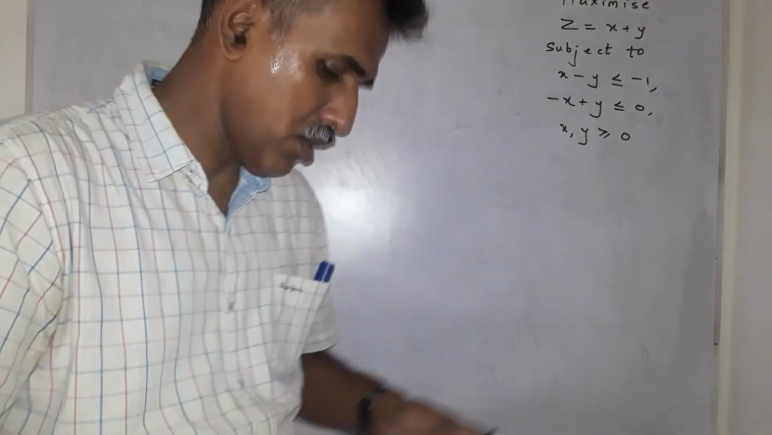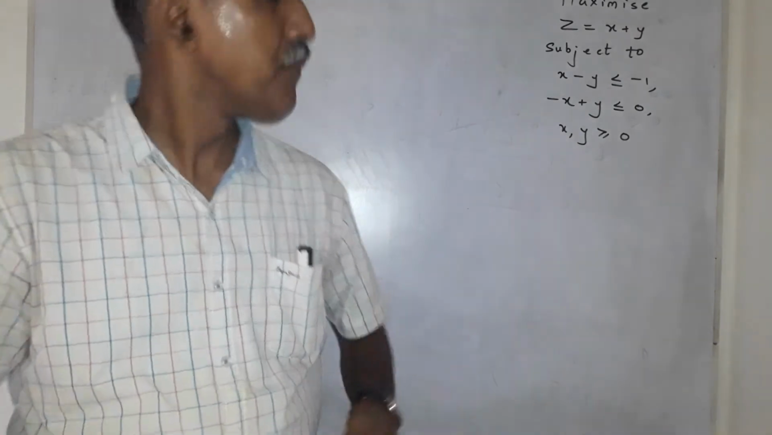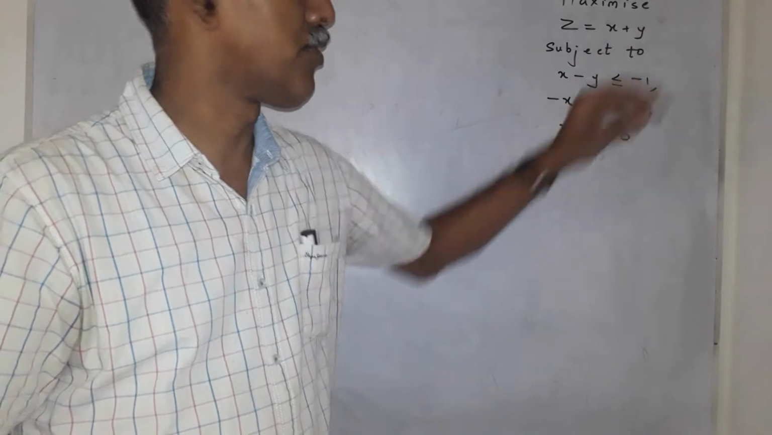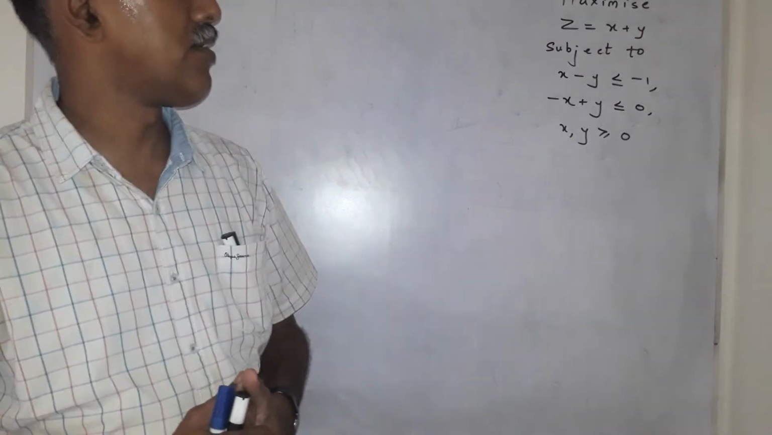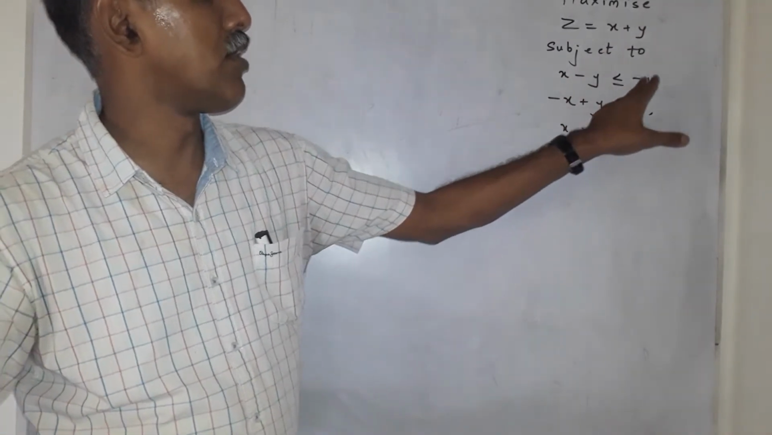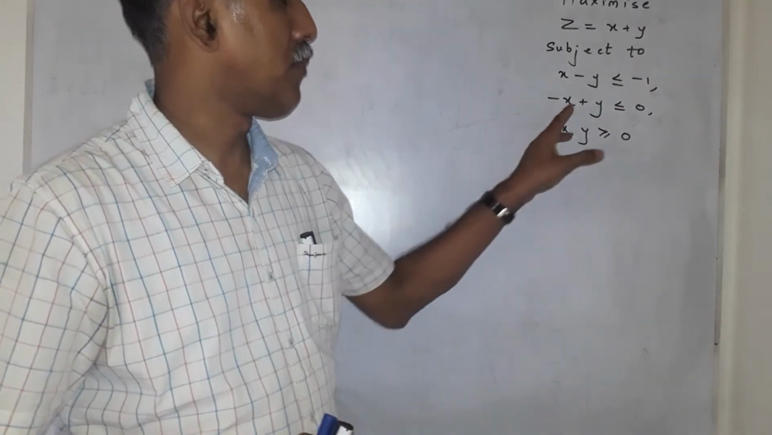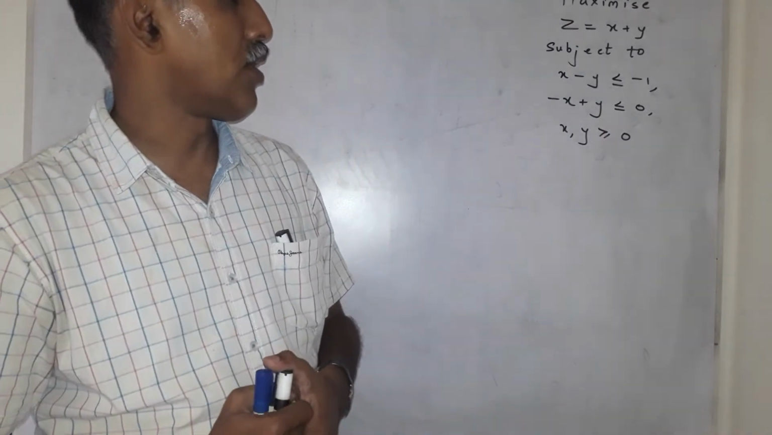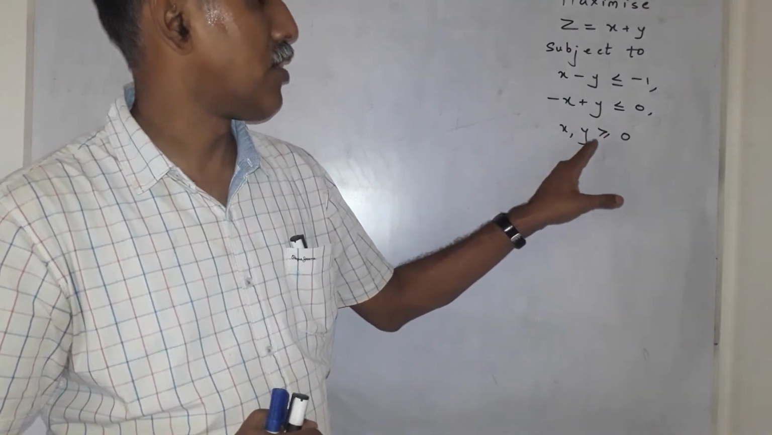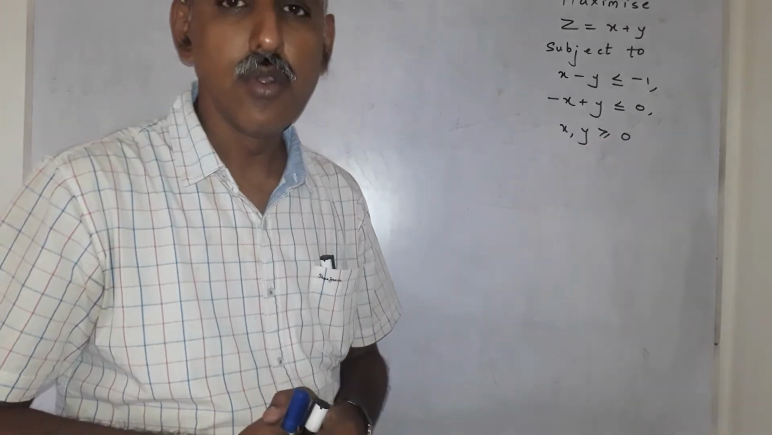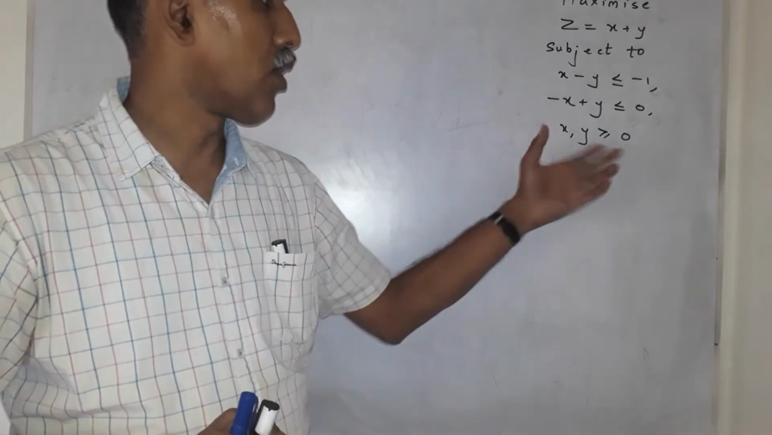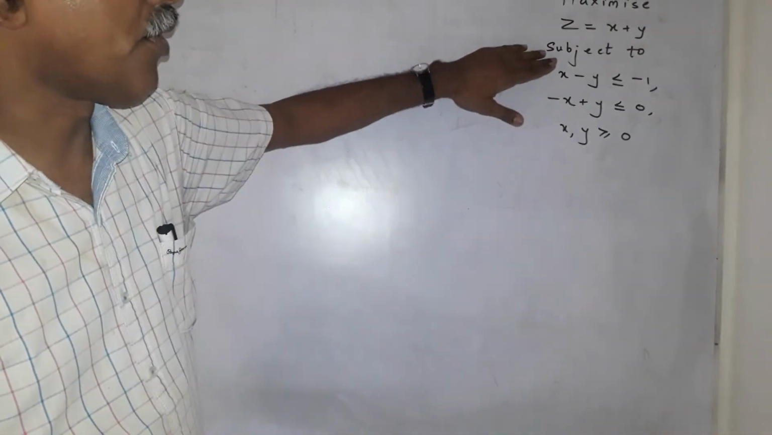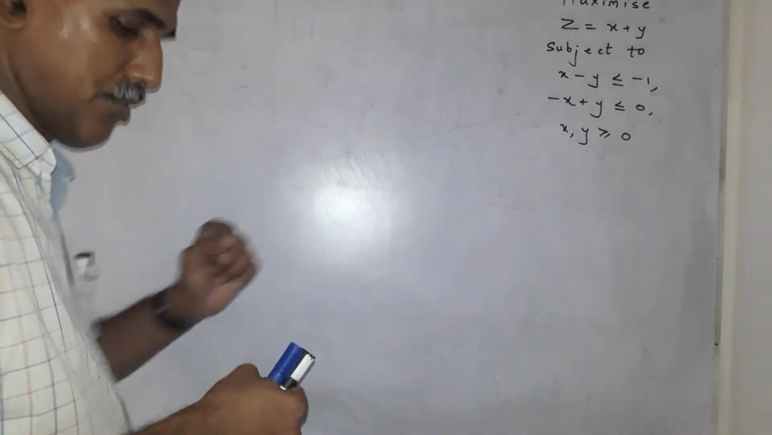Okay, now let us solve question number 10. Maximize z equal to x plus y subject to the constraints x minus y less than equal to minus 1 and minus x plus y less than equal to 0. Subject to the constraints x and y greater than equal to 0. These are the non-negative conditions. Let us try to get the equalities corresponding to each of these inequations.